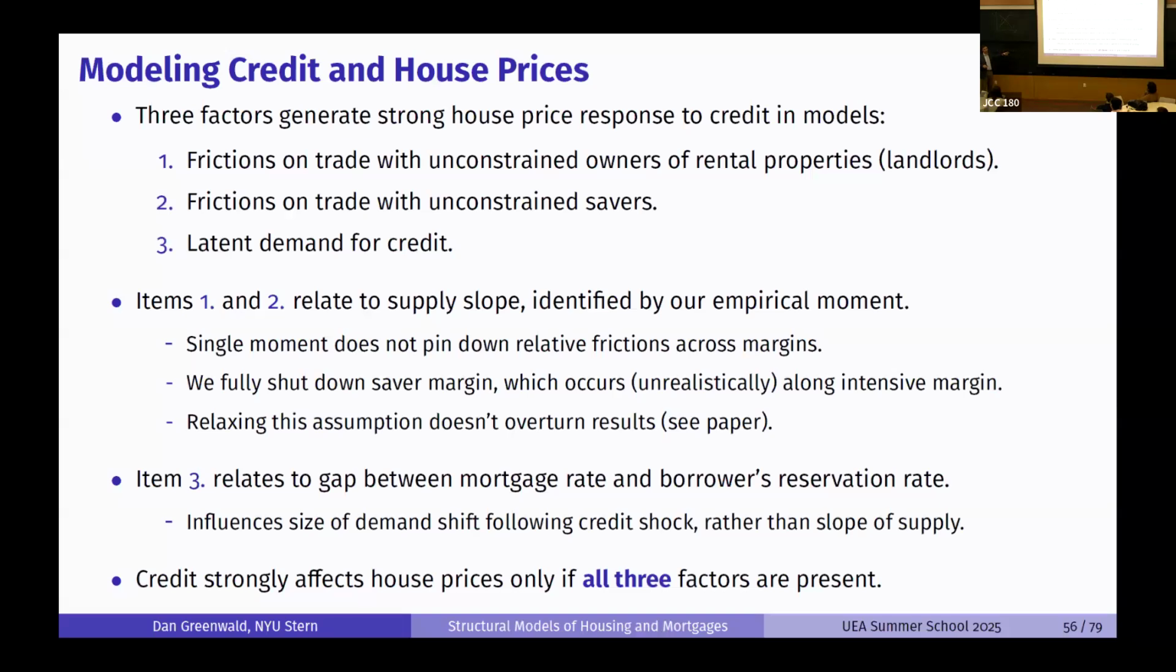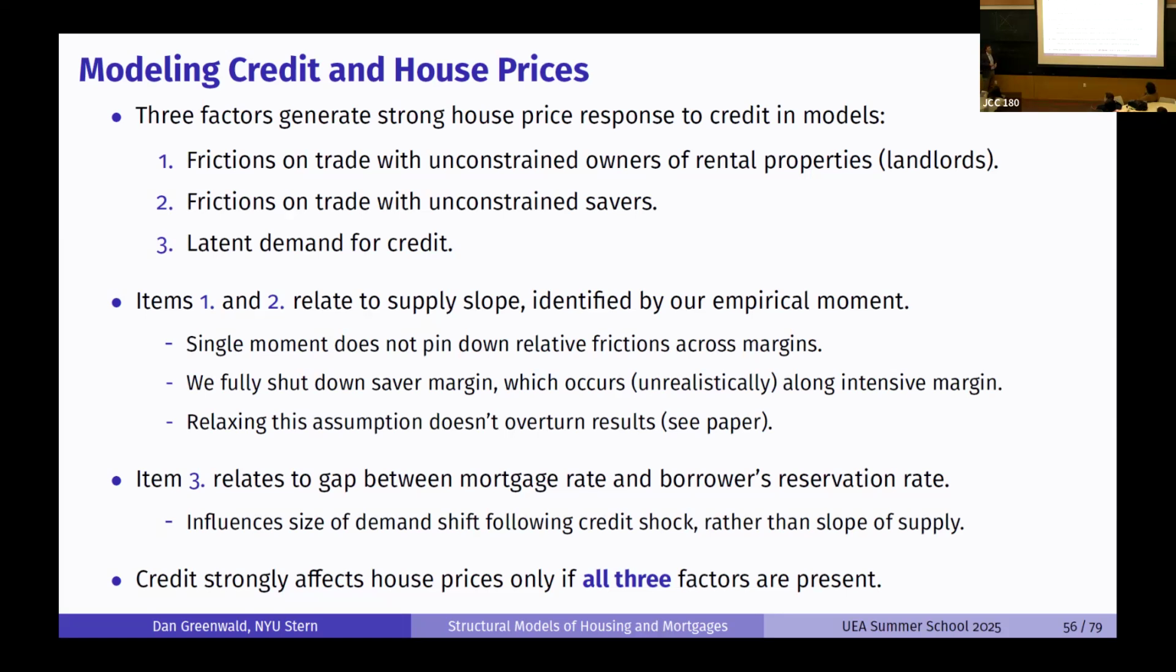If a household goes out to buy housing with a mortgage, who are they going to buy from? Can they buy from landlords? Can they buy from savers? In some sense now, there's actually two frictions we need to summarize, and we have one supply slope. So we actually can't pin them separately down. That would be a nice project for another paper.